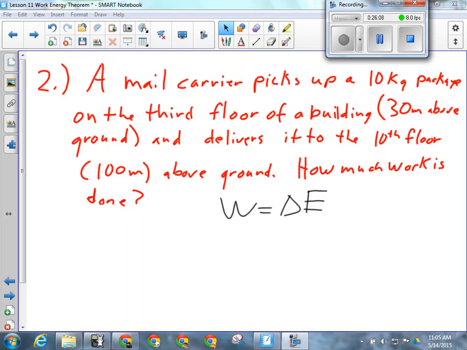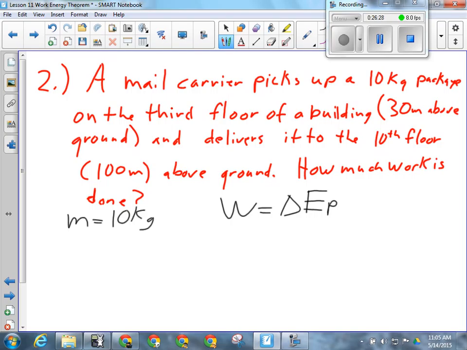What's changing in this question? Height. What kind of energy is height part of? Potential. All right, so here's what we've got to do. Okay, work is a change in, this time, potential energy. Okay, we want to write down what we're given. First off, we're told the mass of the package, 10 kilograms. We're told the initial height, 30 meters. We're told the final height, 100 meters.